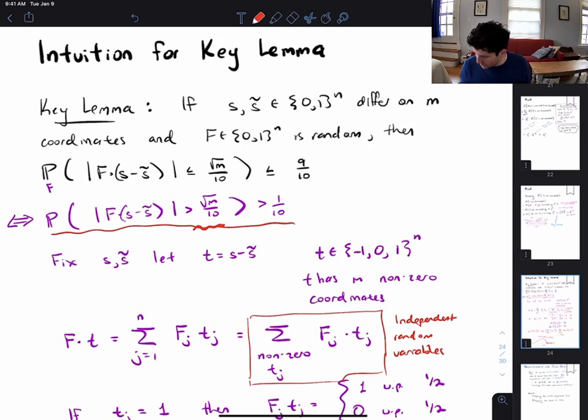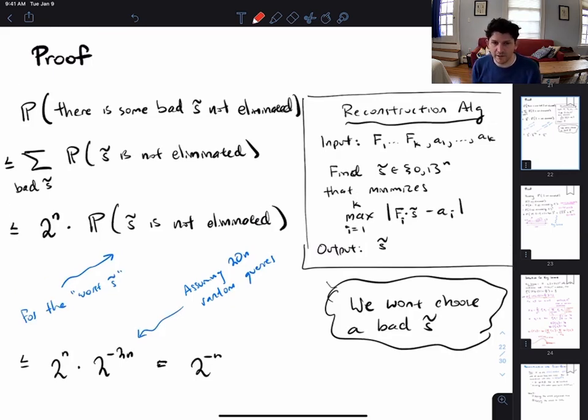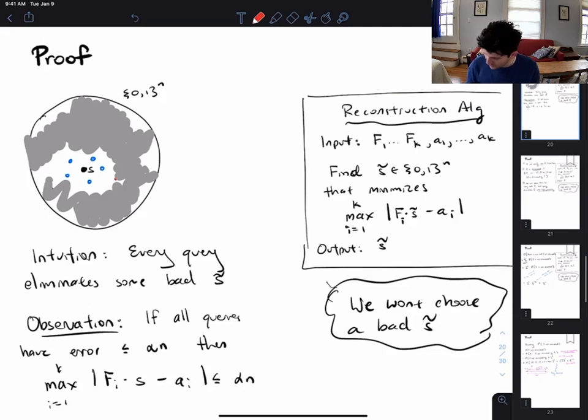Let's bubble back up and look at what we did. We said that for every bad vector s tilde, the probability that it's not eliminated is very small. The reason that was useful is because it allowed us to prove that every bad s tilde is eliminated. And the reason that's useful is because it shows that a good s tilde is chosen, and by definition, a good s tilde is one that is within alpha squared n squared of the true s, which is the bound we wanted to show.